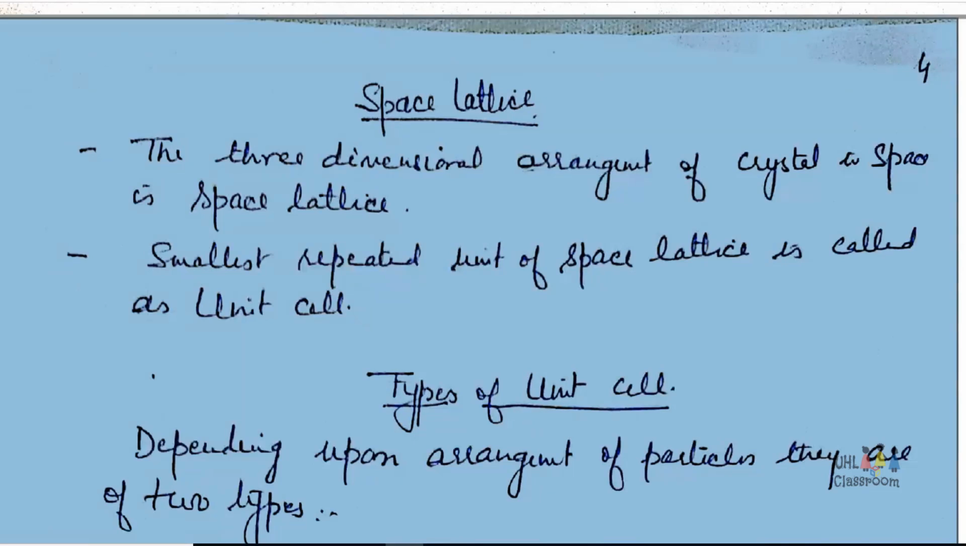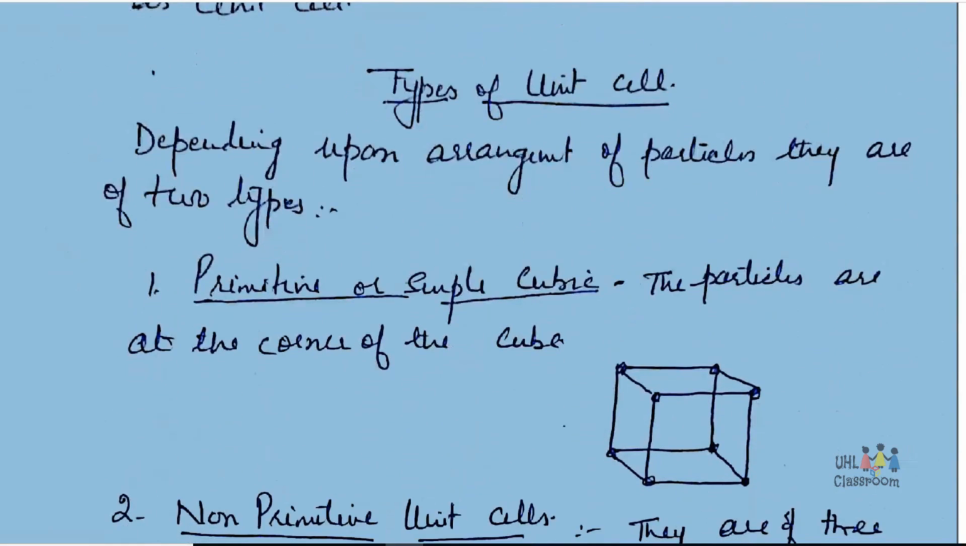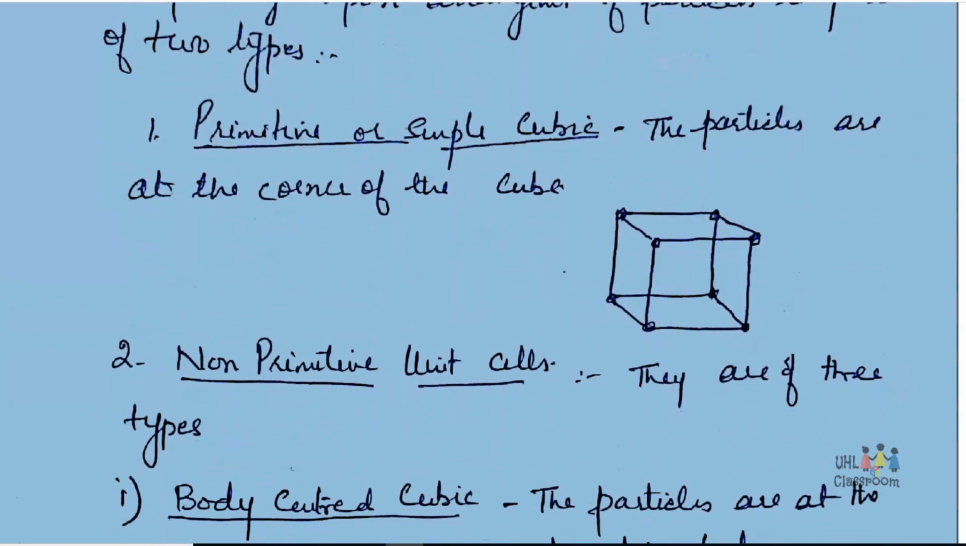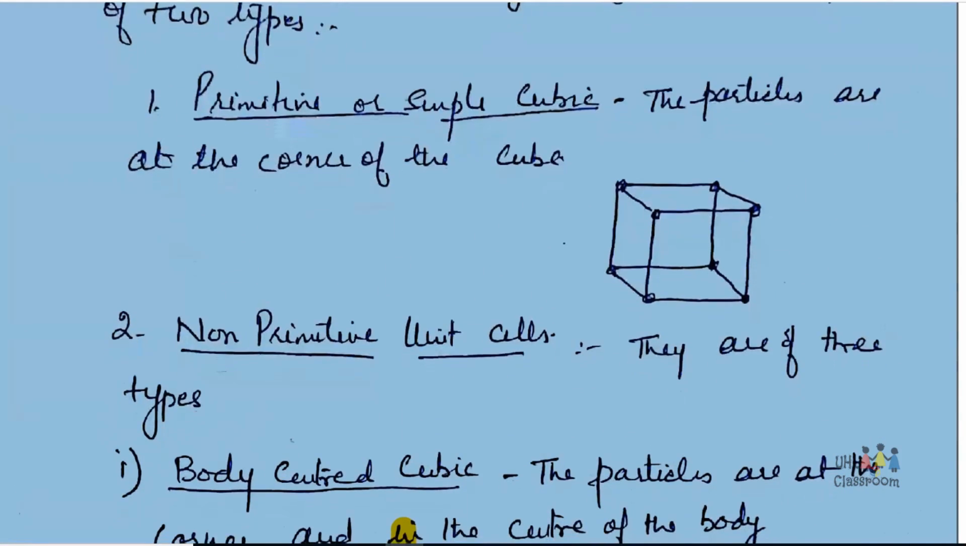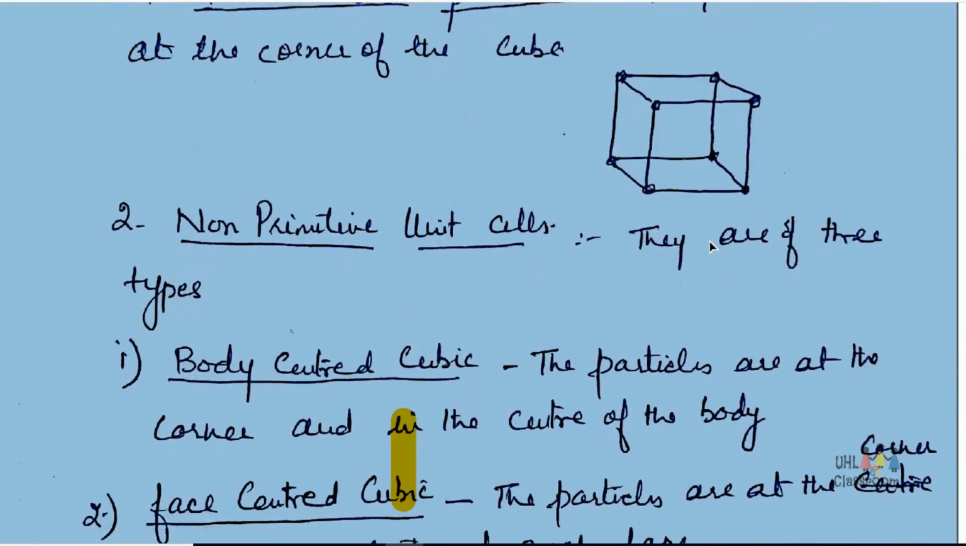Just like as in the building a room is the repeated unit, similarly the unit cell is the repeated unit of the space lattice. There are two types of unit cell, depending upon the arrangement of particles. One is simple primitive cubic cells, in which the particles are at the corner of the cube. This is the primitive type of space lattice unit cell.